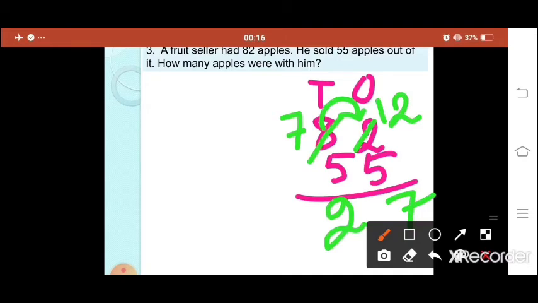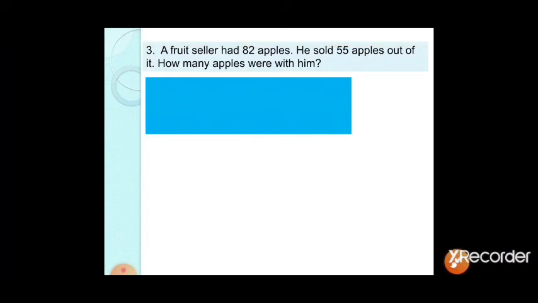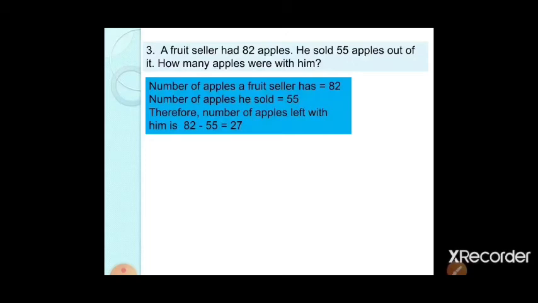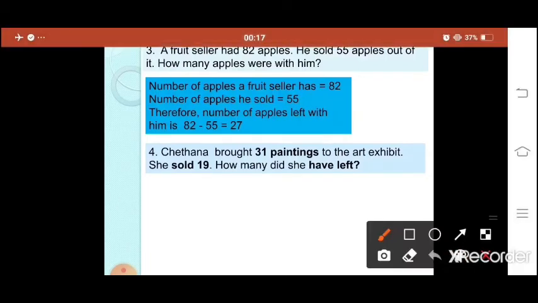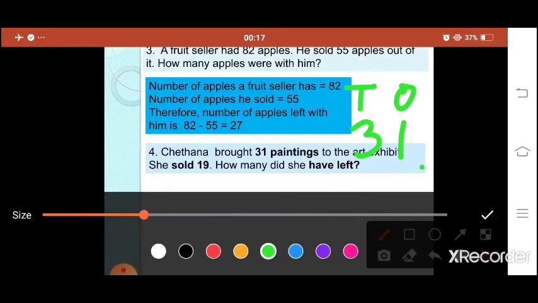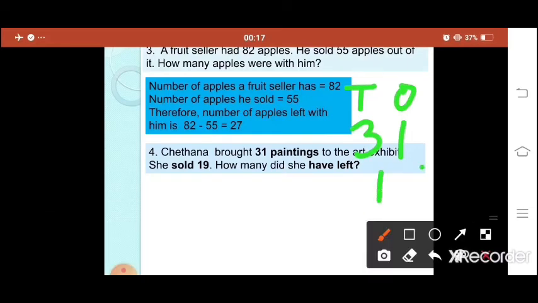Let's see. The number of apples a fruit seller has is 82, then he sold 55, so 27 apples are left out. Next, Chetana bought 31 paintings to her exhibition. So she sold 19 paintings. So how many are left over? Let's do 31, then 19.